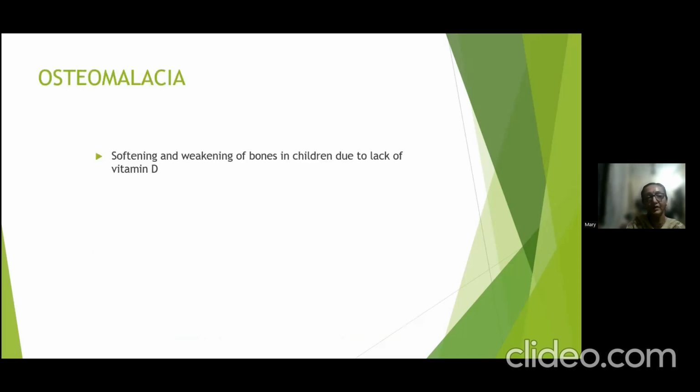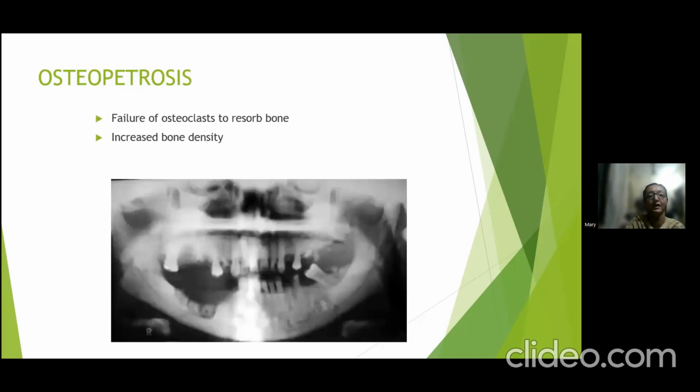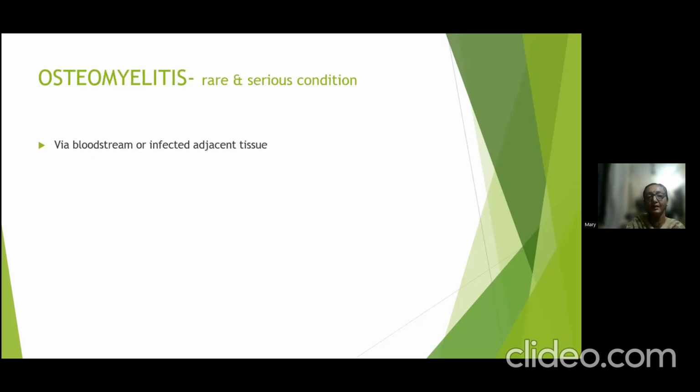Another type of bony defect commonly encountered is those seen in deficiencies like osteomalacia, where there is softening or weakening of bones, usually seen in children due to lack of vitamin D. Another condition is osteopetrosis, where there is failure of osteoclasts to resorb, thereby causing an increase in bone density. And another condition whereby the bone gets infected is known as osteomyelitis.